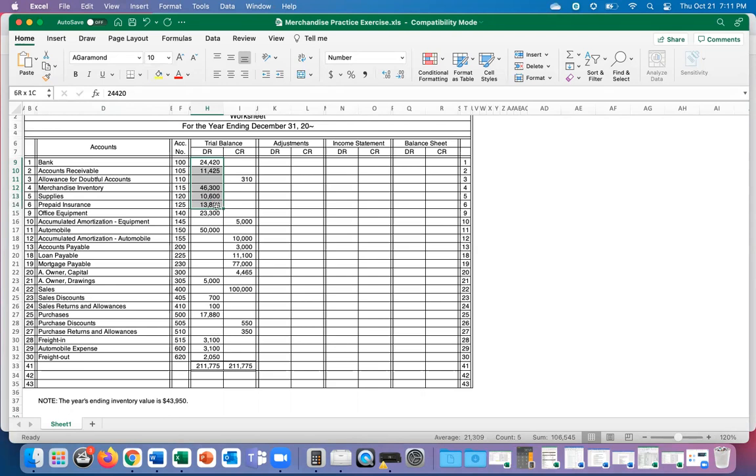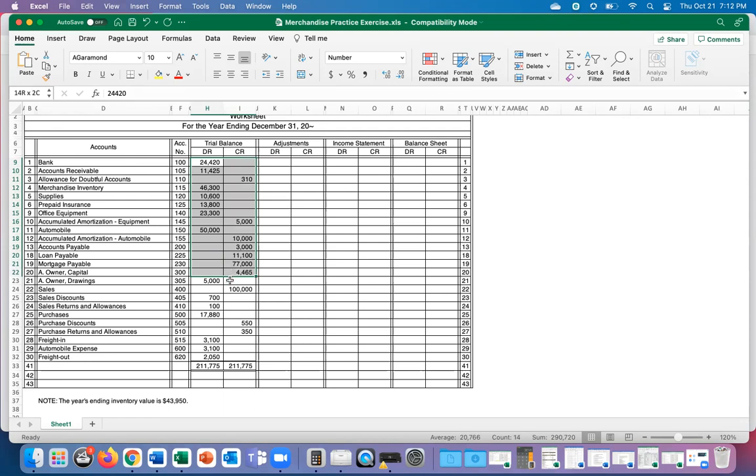Our supplies, our prepaid insurance, our office equipment, the amortization accounts accounting for our equipment, the automobile, the amortization accounts accounting for our automobiles. And then we get down to accounts payable, which is a liability, which is also a balance sheet account. Loan payable, also a liability. Mortgage payable is a liability. And then we get to our capital account, which is an equity account, which is also a balance sheet item.